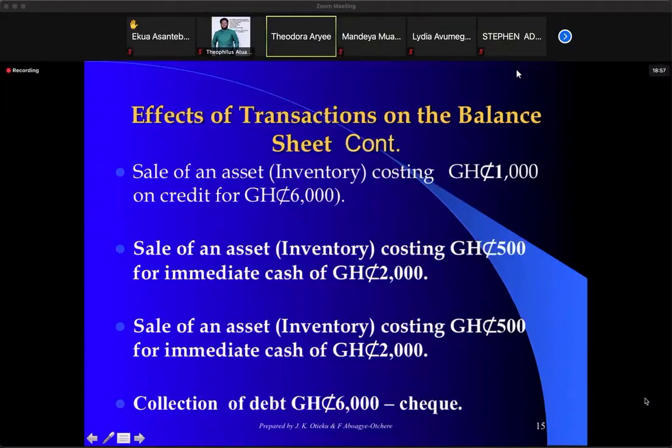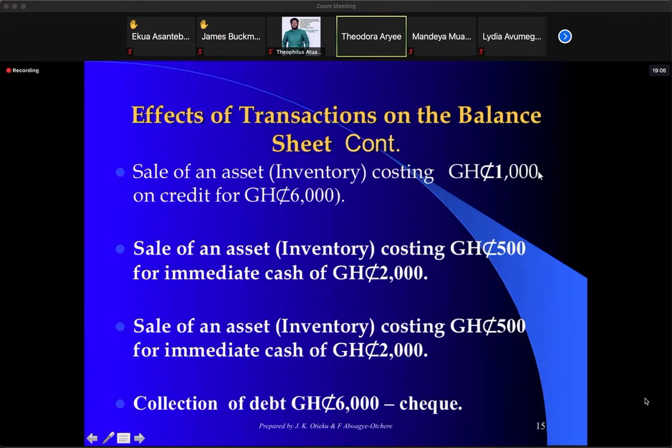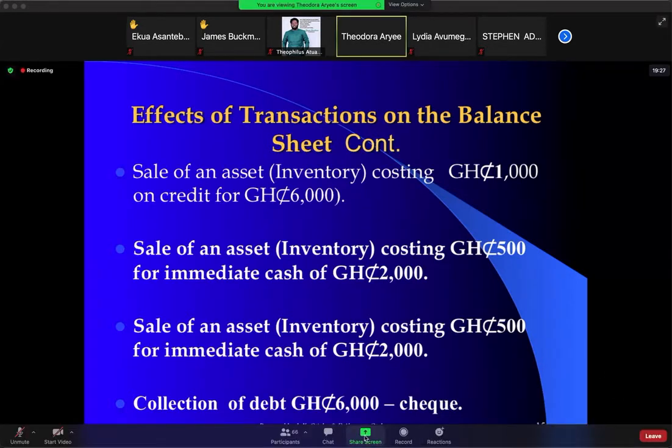Who would volunteer to take us through? Okay, James, your hand is up. So you first tell me what are the items that have been affected, and then how you classify them and those things. So the first question, James, what are the items that are affected under this scenario?